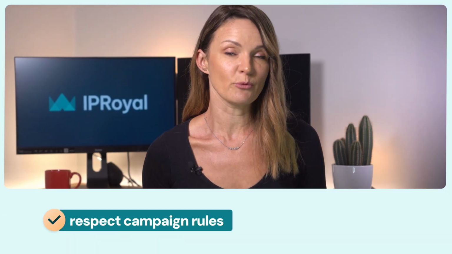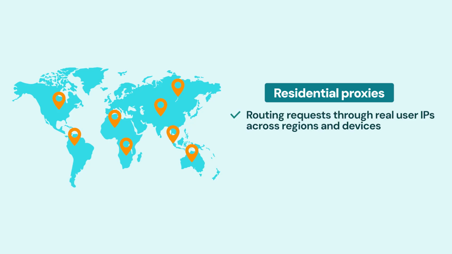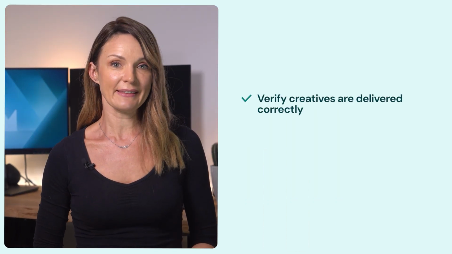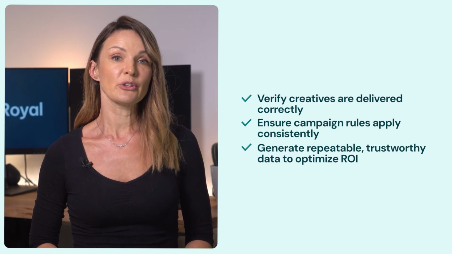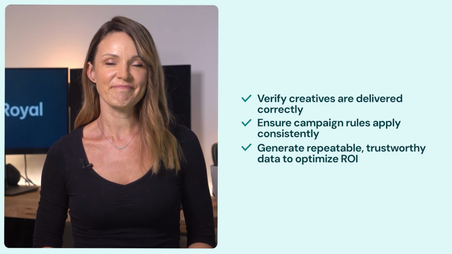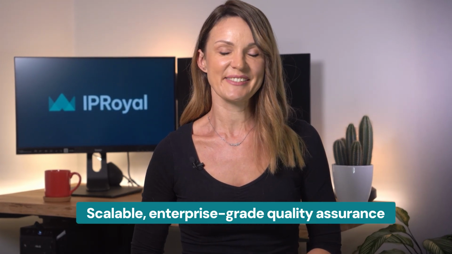Campaign performance isn't just about where ads appear. It's about whether they reach the right audience, respect campaign rules, and display as intended. Residential proxies make this possible by routing requests through real user IPs across regions and devices, simulating organic user behavior. This allows you to verify creatives are delivered correctly, ensure campaign rules apply consistently, and generate repeatable, trustworthy data to optimize ROI. With this foundation, ad verification evolves from a simple placement check into scalable, enterprise-grade quality assurance.